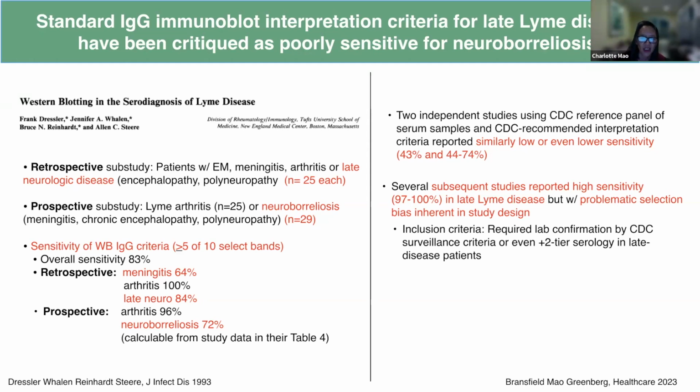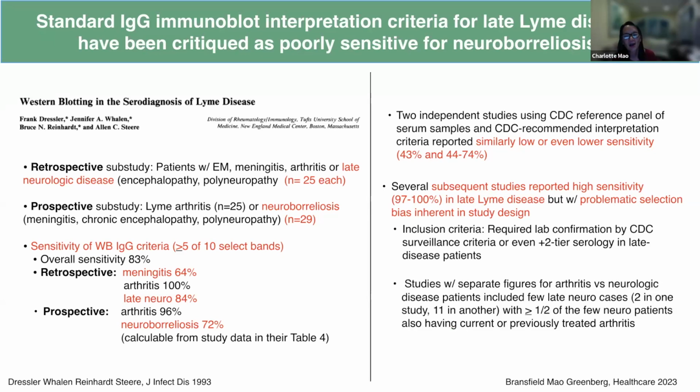And their inclusion criteria required that the patient have lab confirmation by CDC surveillance criteria, or even in some of the studies by a positive 2-tier serology in late disease patients. And furthermore, the studies that did separate out arthritis versus neurologic patients showed that there were few late neuro cases. In one study, it was only 2 patients, in another, it was 11. And in both those studies, half or more of those very few neurologic patients also had current or previously treated arthritis. So these details are very important because, as I mentioned before, the sensitivity of the Western blot IgG criteria are much higher in arthritis patients than in neurologic patients.